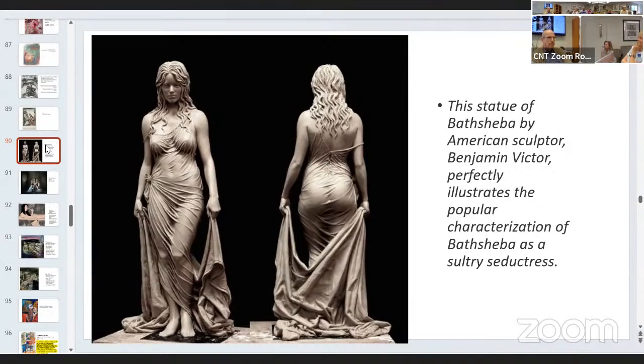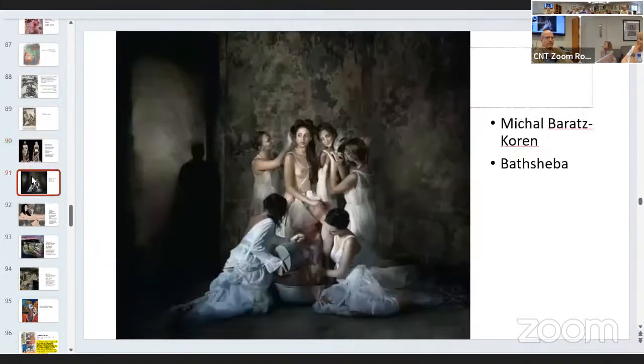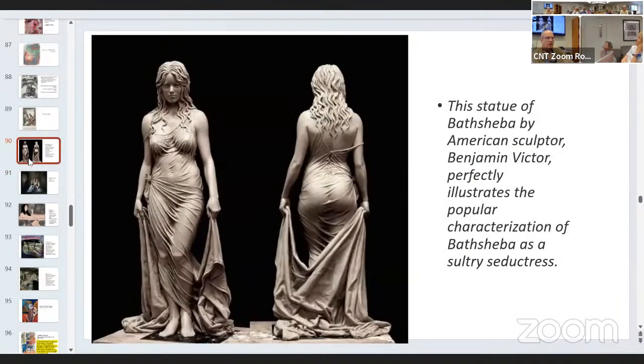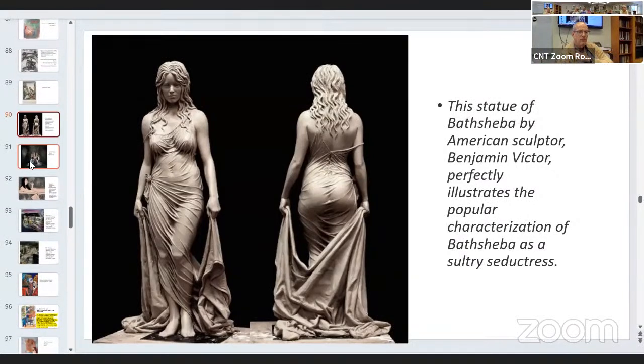Is that one sculpture or is it just...? I think it's one sculpture, showing the front and the back. I think so. That's a good question. That's how I found it on the internet. Do we know how big it was? No, I don't know. Where is it? Do we know where it's standing? No. I need to find out more information about that. But you can look up Benjamin Victor.